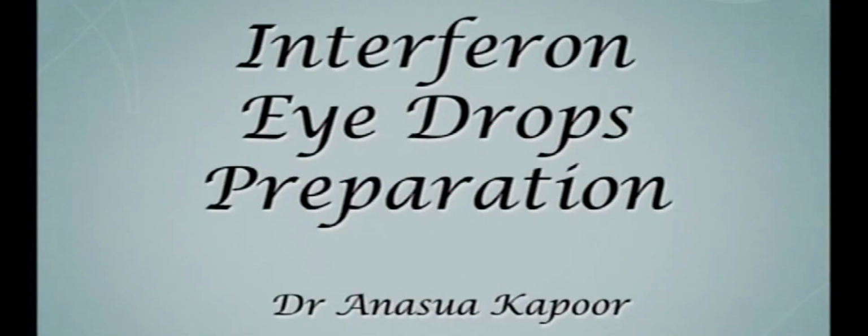So I will take you through a video where I will show you how to prepare the interferon eye drops. It is easily available in the market, prepared by Intas. It costs only 800 rupees per vial. So this is the pre-filled syringe, this is 5 million international units. It has 1 ml of interferon alpha 2b in it.